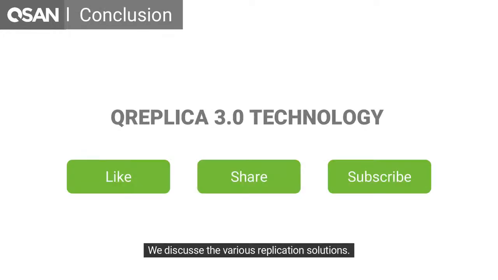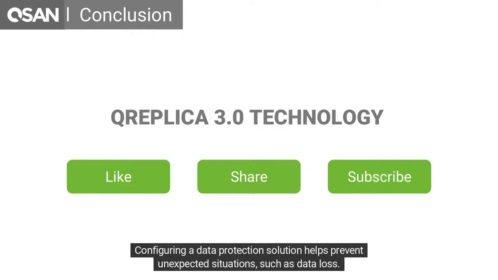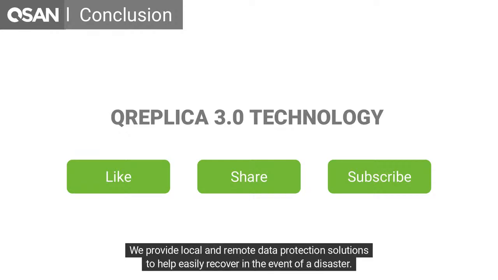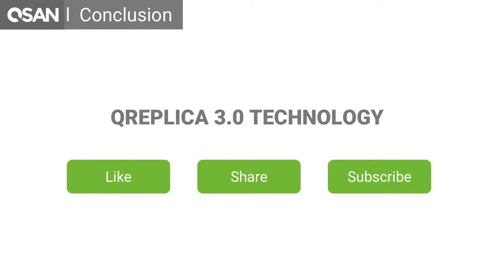We discuss the various replication solutions. Configuring a data protection solution helps prevent unexpected situations, such as data loss. We provide local and remote data protection solutions to help easily recover in the event of a disaster. By using both synchronous and asynchronous replication solutions, data protection can be configured to meet the needs of enterprises.